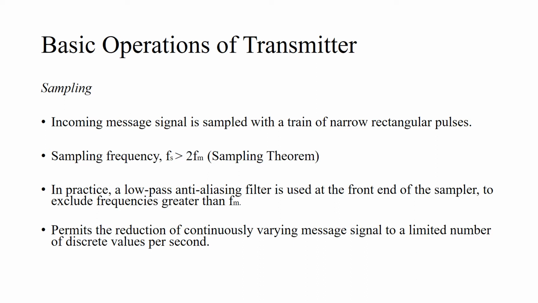But in practice, a low-pass anti-aliasing filter is used at the front end of the sampler to exclude frequencies greater than fm, which means the maximum frequency of the message signal. And the application of sampling permits the reduction of a continuously varying message signal to a limited number of discrete values per second.